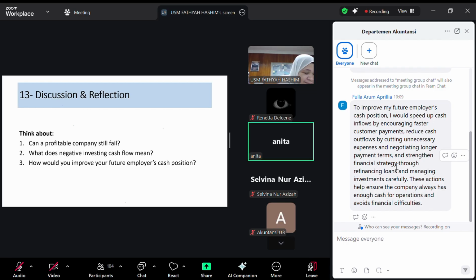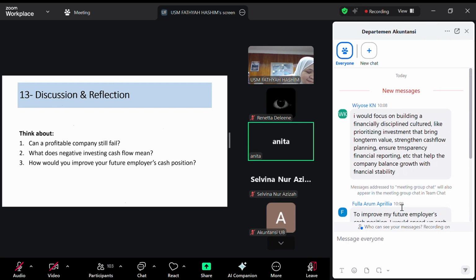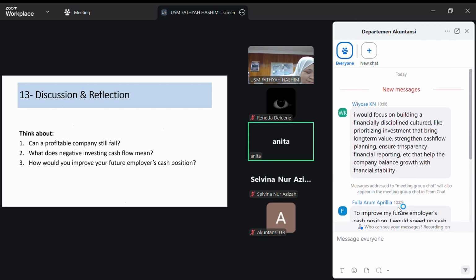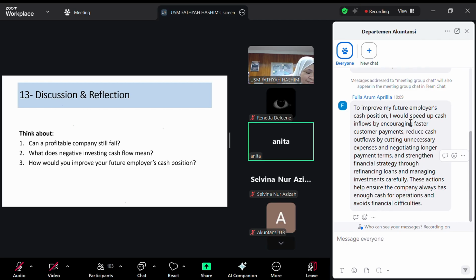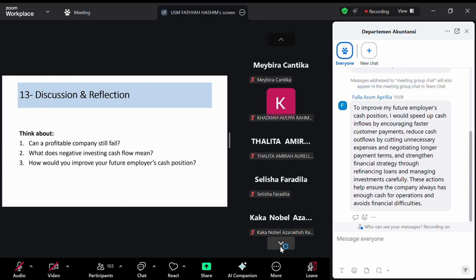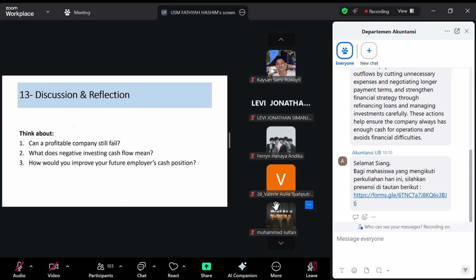Fula said that to improve my future employer's cash position, I would speed up cash flow by encouraging faster customer payments, reduce cash outflows by cutting unnecessary expenses and negotiating longer payment terms, and strengthen financial strategy, maybe through refinancing loans and somehow like that.